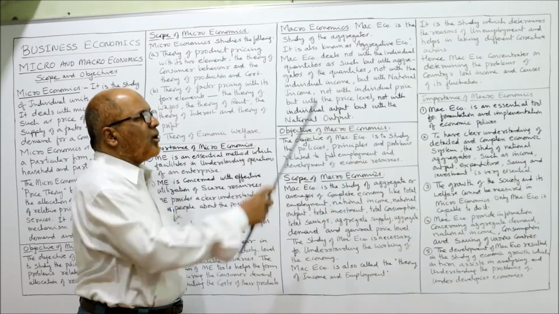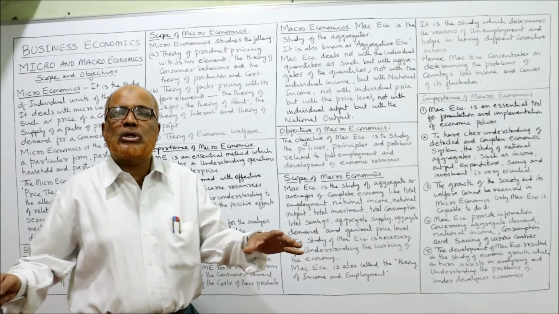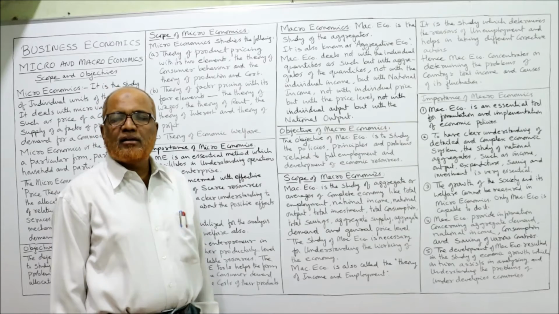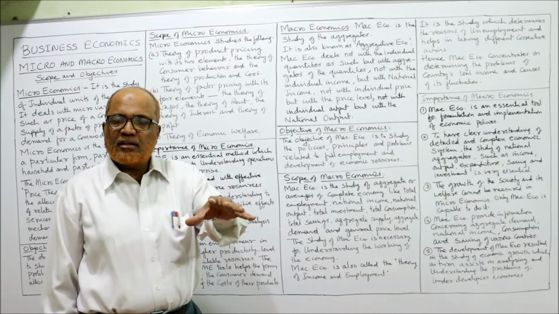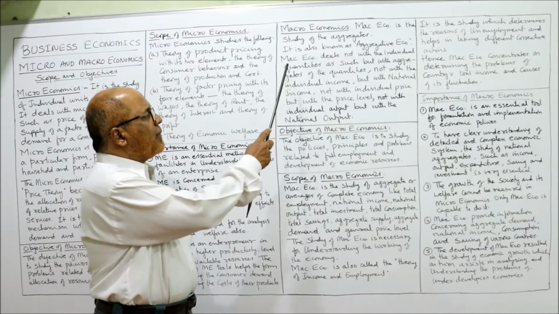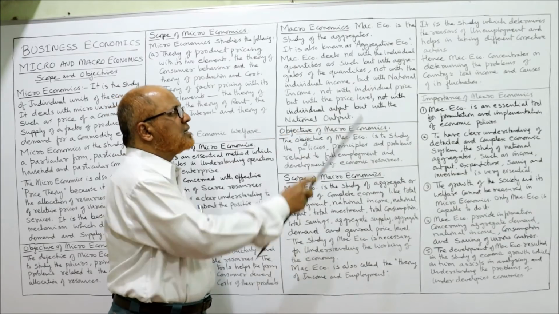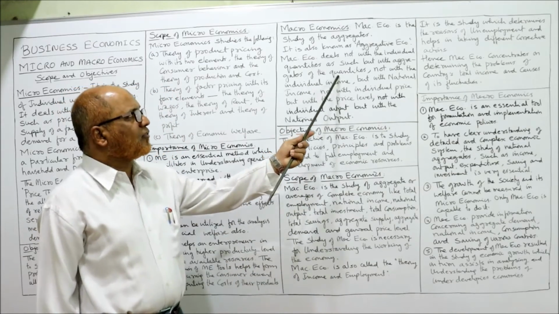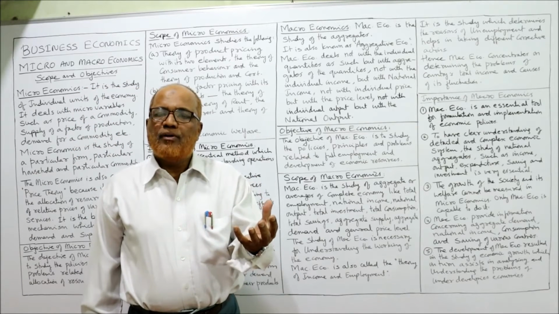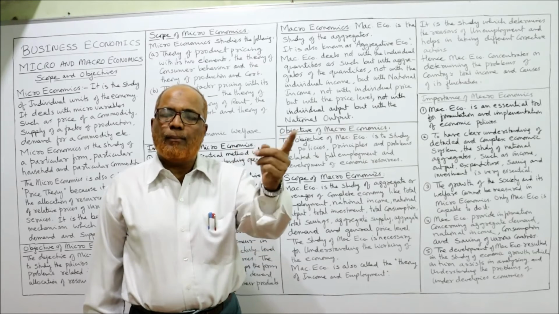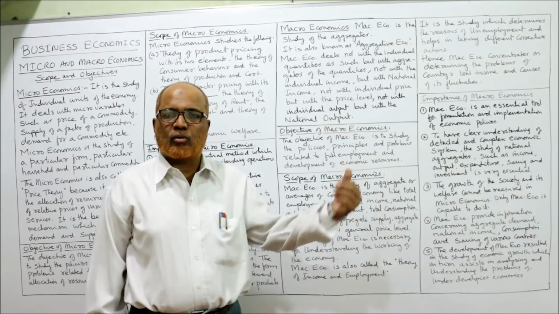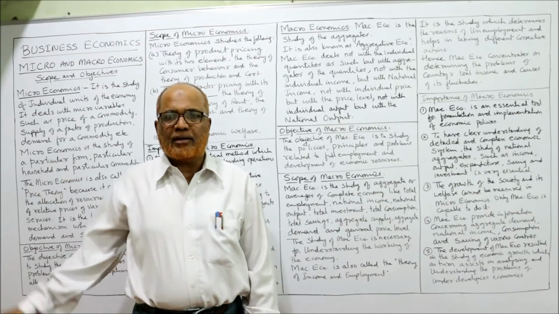So macroeconomics is a study of aggregates. Aggregates means total. It is also known as aggregative economics. That's why, because it's a study of aggregate, the macroeconomics is also called aggregative economics. Macroeconomics deals not with individual quantities as such, but with aggregate of quantities. That means we are not studying the output of a firm. We are studying the output of the complete nation. The output of the nation, national output, that is macro. Individual output is micro.